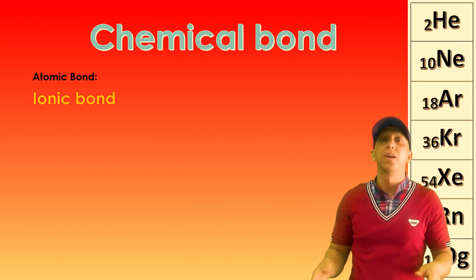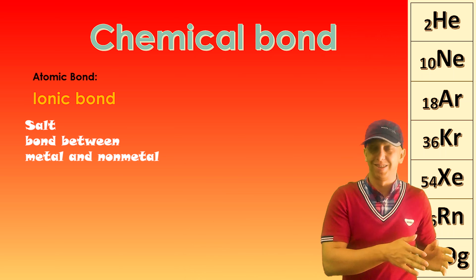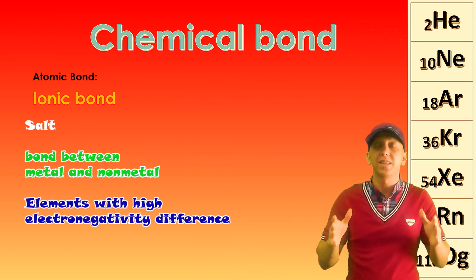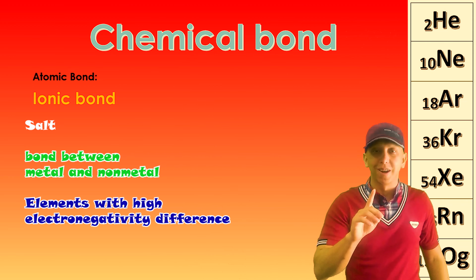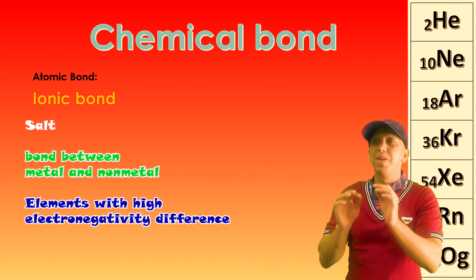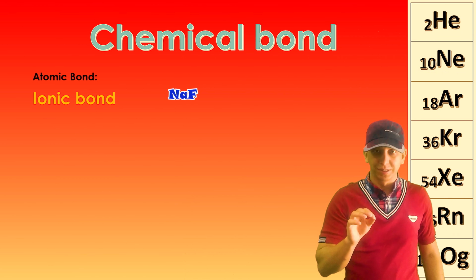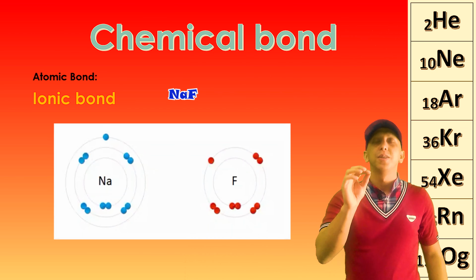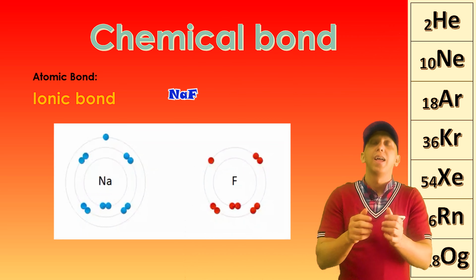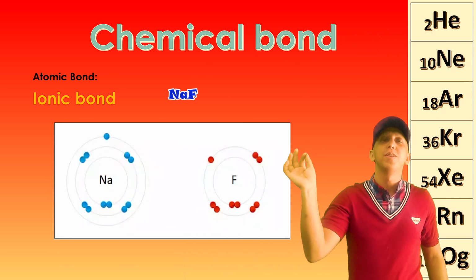For example, ionic bonds are the salt, or the bonds between a metal and a non-metal, or the bonds between two elements that have great electronegativity difference. Why? Ionic bonds are bonds that talk about the transfer of electron from a metal to a non-metal. For example, imagine NaF, or sodium fluorine. When we wanna attach them to each other, sodium will lose its valence electron, or the electron in its last shell, and fluorine accepts it, so the electron will transfer from the sodium to fluorine.